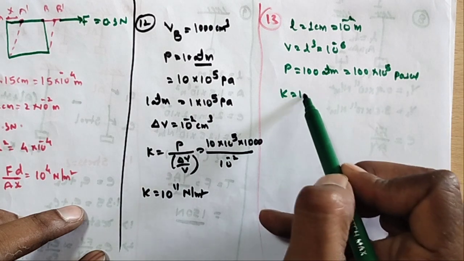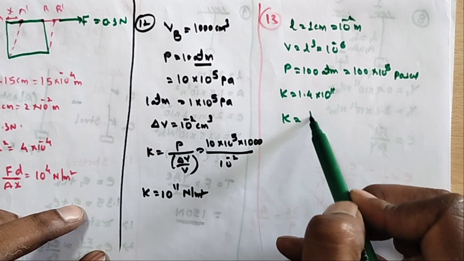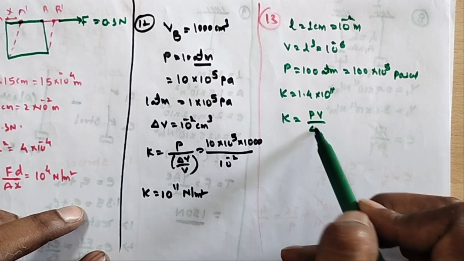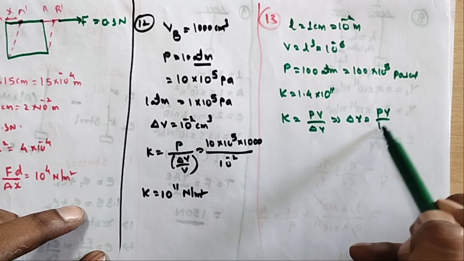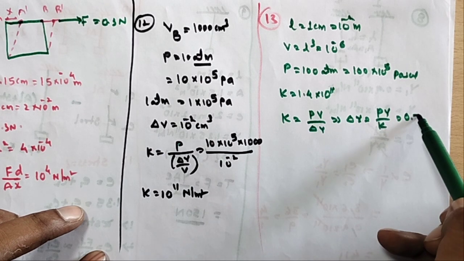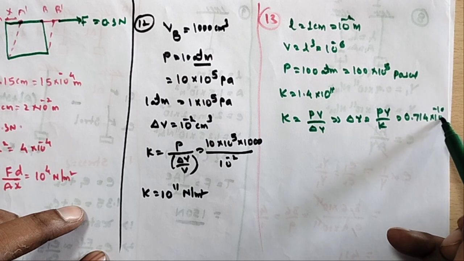K is equal to 1.4 into 10 power 11. So what is the K formula? P V by delta V. I want delta V. Delta V is equal to P V by K. Substitute. Finally 0.714 into 10 power minus 7 meter cube.